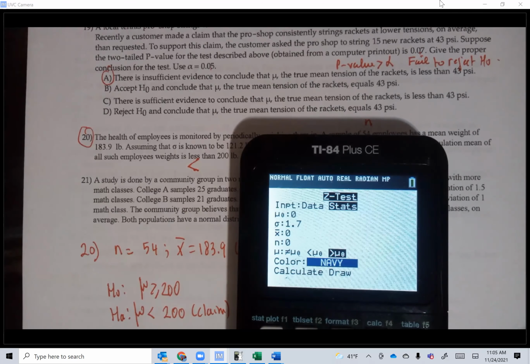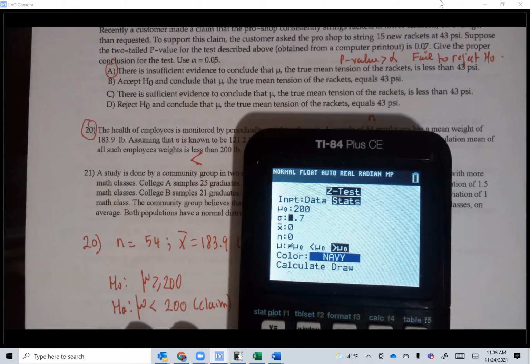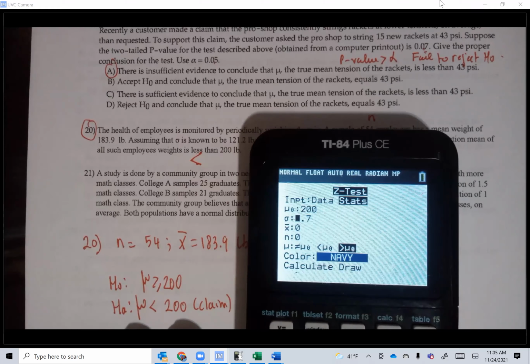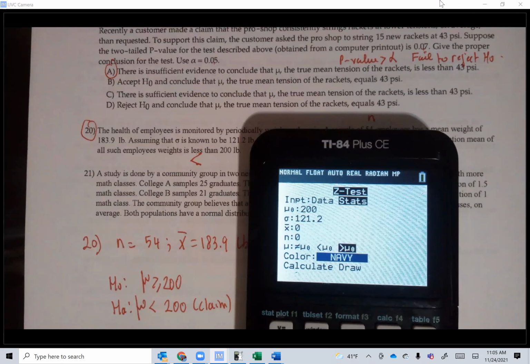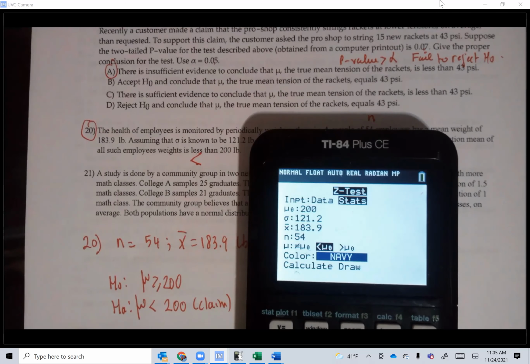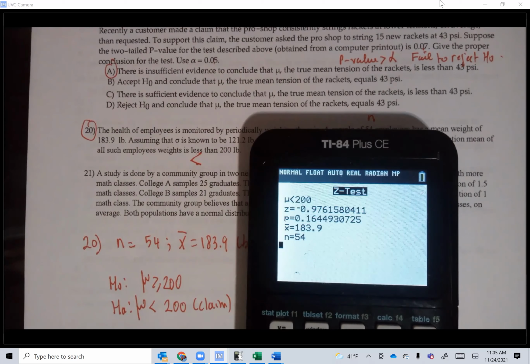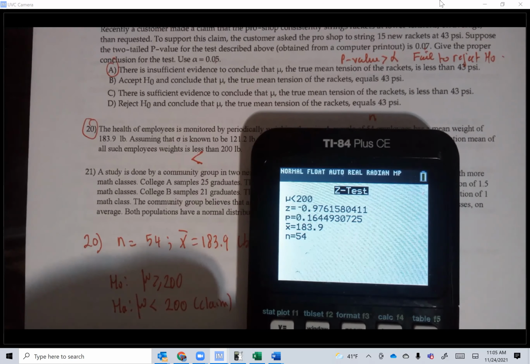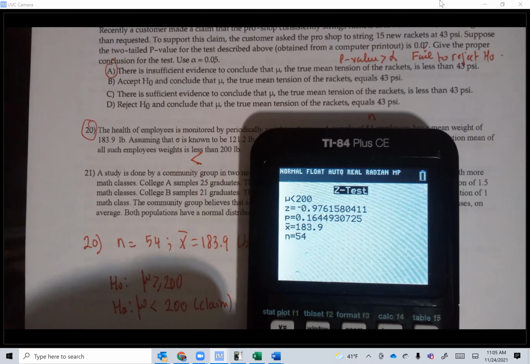mu0 against 200. Sigma, what did he say sigma was? 121.2. X bar, he says it's 183.9. N is 54 and less than. Okay, Z is negative 0.9798.